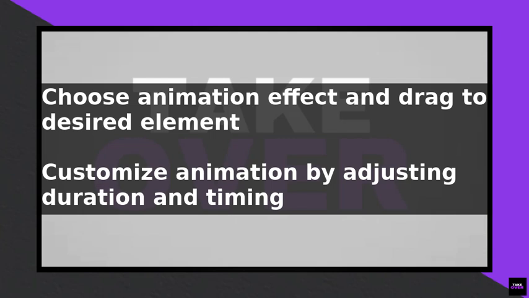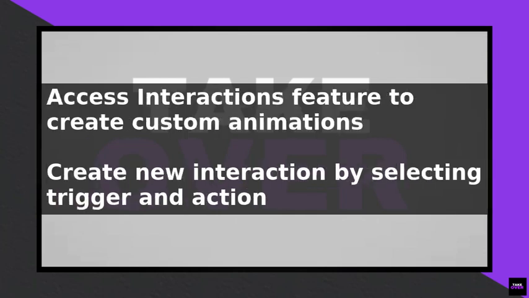To add more complex animations, you can use the Interactions feature, which allows you to create custom animations based on user interactions such as hover, click, or scroll. To access the Interactions feature, click on the Settings icon on the top bar of the editor. Then select Interactions from the drop-down menu.